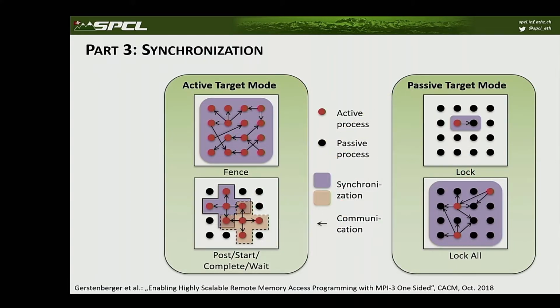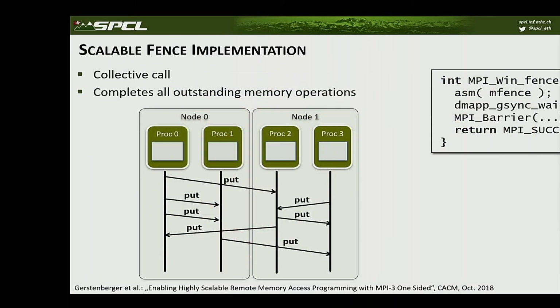Okay, the synchronization modes, I just want to briefly summarize them. We have the scalable fence implementation. A fence is an operation that synchronizes all processes and makes sure that all communication operations that have been issued before are in fact visible at all destination processes, and for the same reason at all origin processes. So how do we do this?